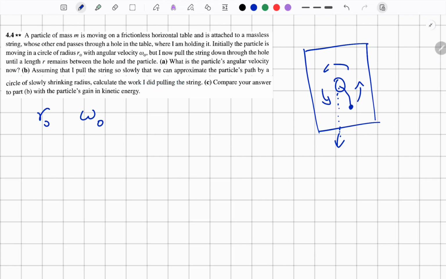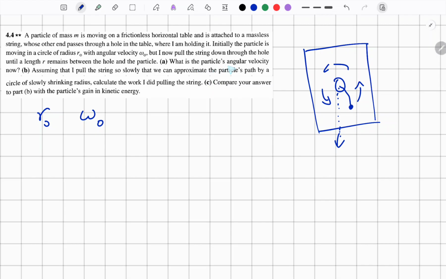and that will be important for part 2, this pulling it slowly so that we can approximate it by a circle of slowly shrinking radius. This is so that our force is just mass times the acceleration of that pull, and not any additional acceleration happening to that mass that we have to account for.